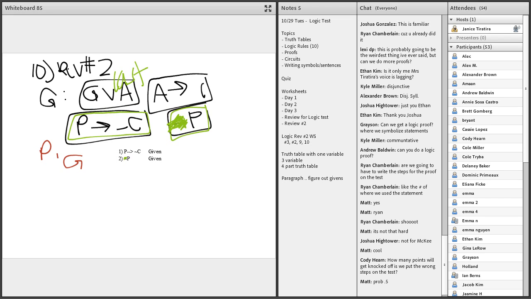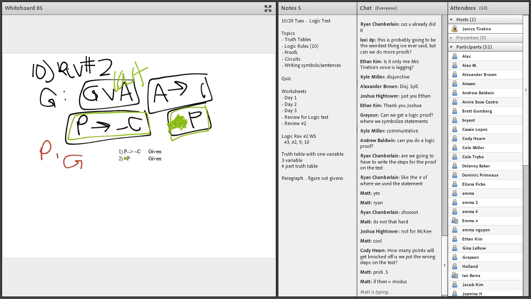So then from here, look at statements 2 and 3. This is a modus ponens situation because you're given the hypothesis, so your answer is the conclusion. So not C. And this is given. Yes, if-then is modus ponens. That's right, using steps 1 and 2.